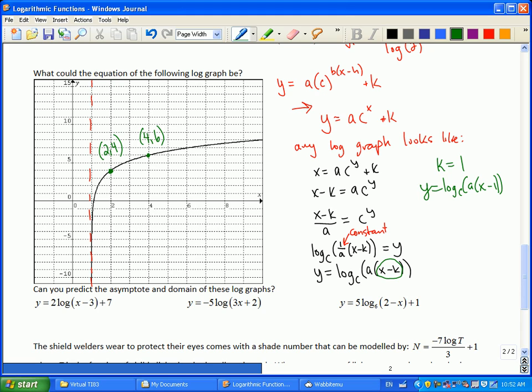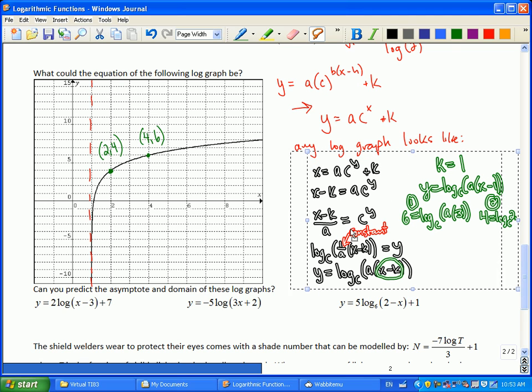If I use those values for x and y, I'm going to get two things. The first thing looks like this. 6 equals the log. I don't know what my base is. And I have this, so 4 minus 1 is going to be 3. And then the other one that I'm going to get out of it is from the other point, 4 equals log base c of 2a. It's getting a little crammed in here. Try and move this over.